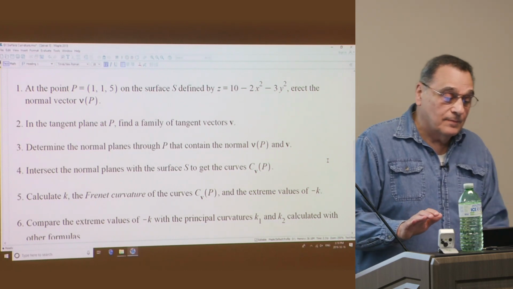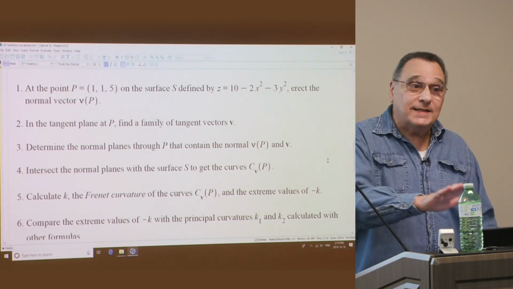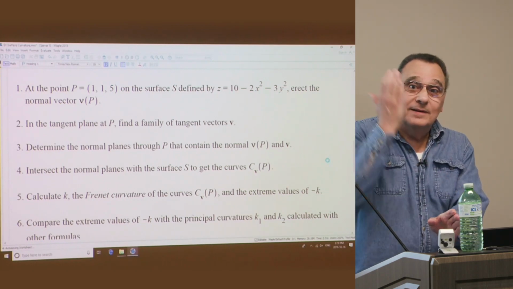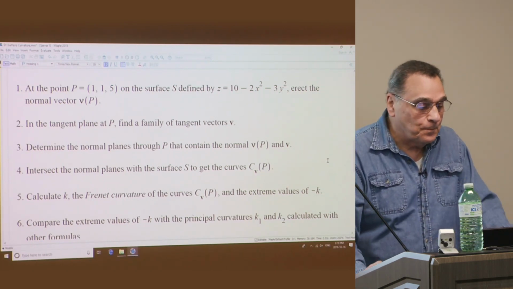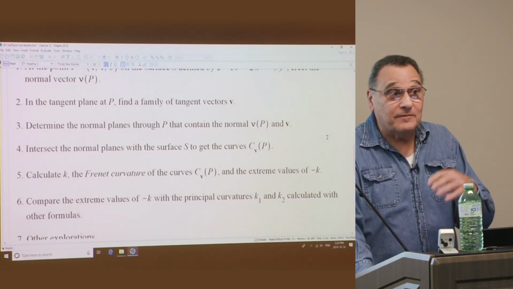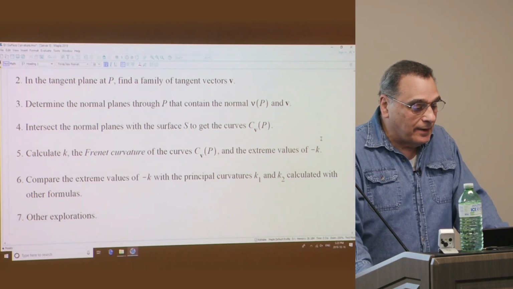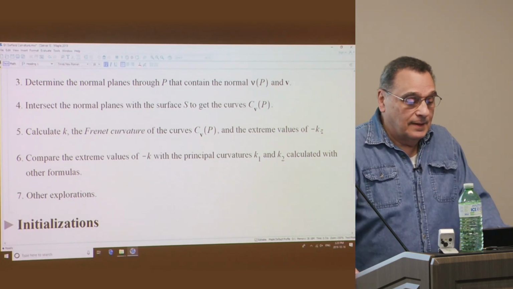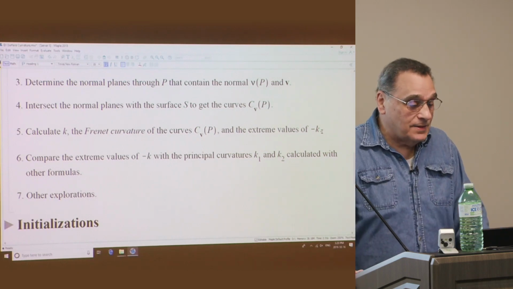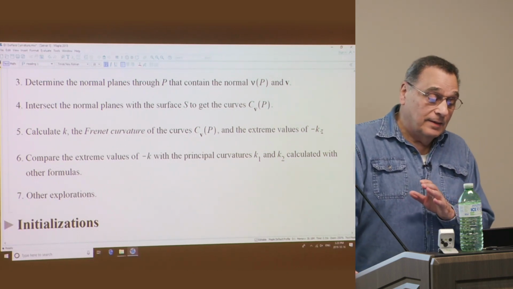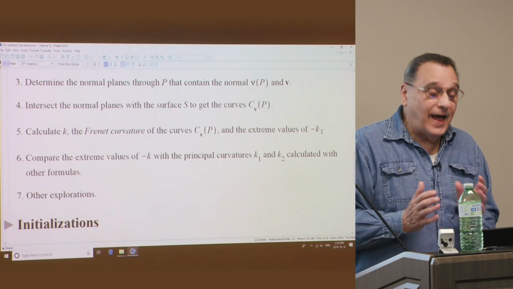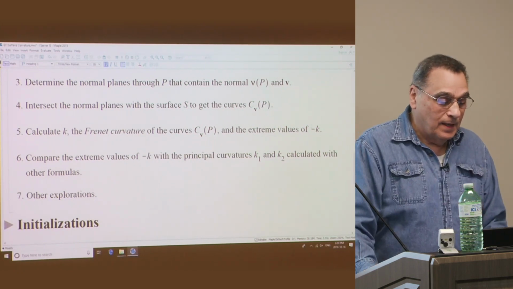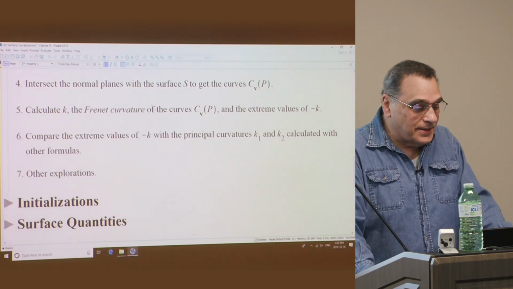I'm going to get a tangent plane. I'm going to get a family of tangent vectors in the tangent plane so that I can use those as guidelines where I'm going to put these normal cutting planes. And I have to do the intersection of these cutting planes with the surface, and that turned out to be a real bear. Then I got to compute the Frenet curvature of each of those curves. Then get the extreme values. And then I compare what I got with values of the principal curvatures that you can look up. There's formulas for that. And then on into these other kinds of curvatures and so forth.